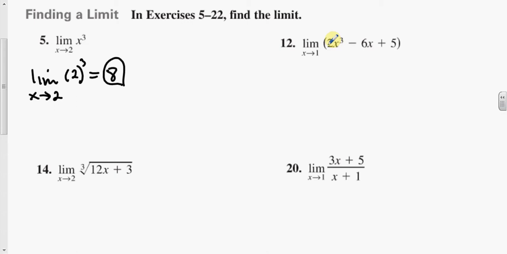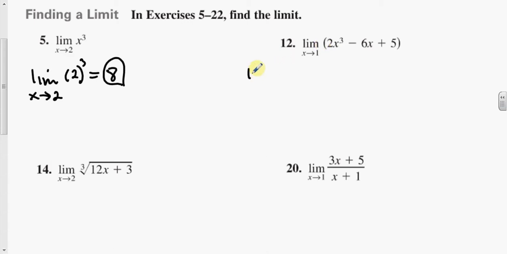Likewise, in this manner, with number 5 and number 12, also for numbers 14 and 20, the function is continuous as x approaches the value of a, or 2, or 1. If the function is continuous, then you can evaluate the limit at the designated values.